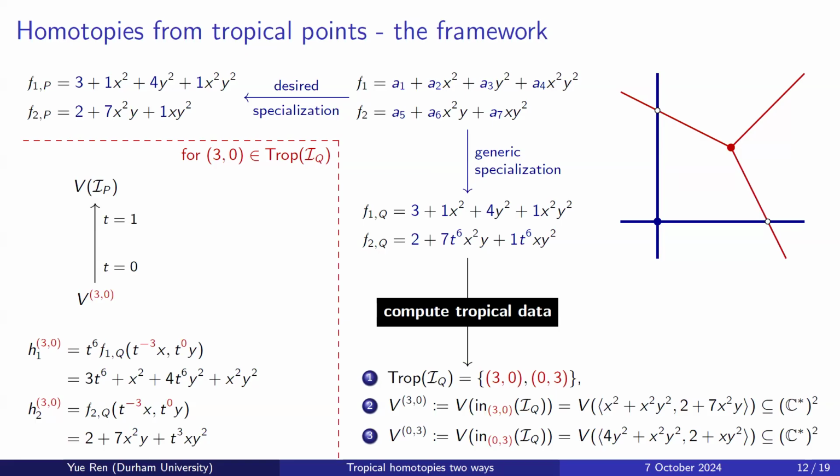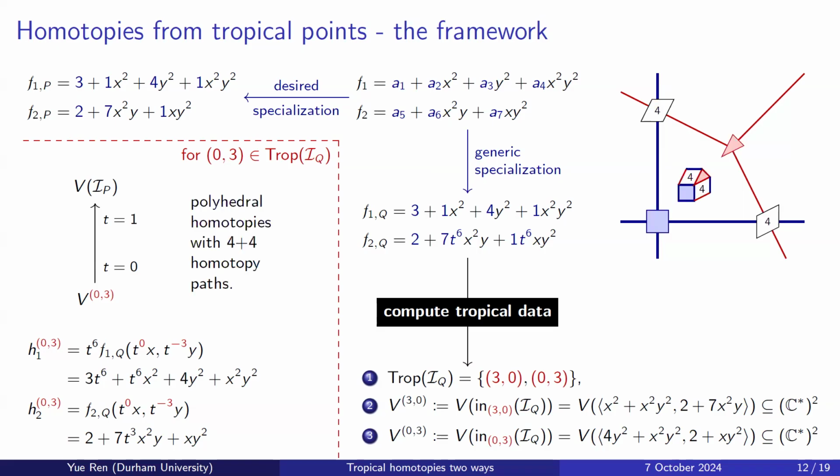And this is not a coincidence. If you do this right, you can do this for the other one as well, for (0, 3): you shift x by t to the power -0 and y by t to the power -3. You multiply by a sufficiently high power of t, so you only have positive exponents. And again, for t equal to 1, it's exactly what you have at the front. And for t equal to 0, both are binomial. This is how you get these homotopies.